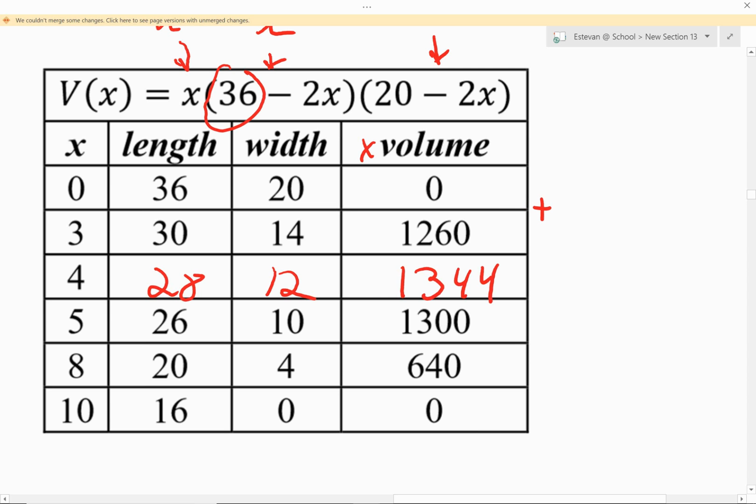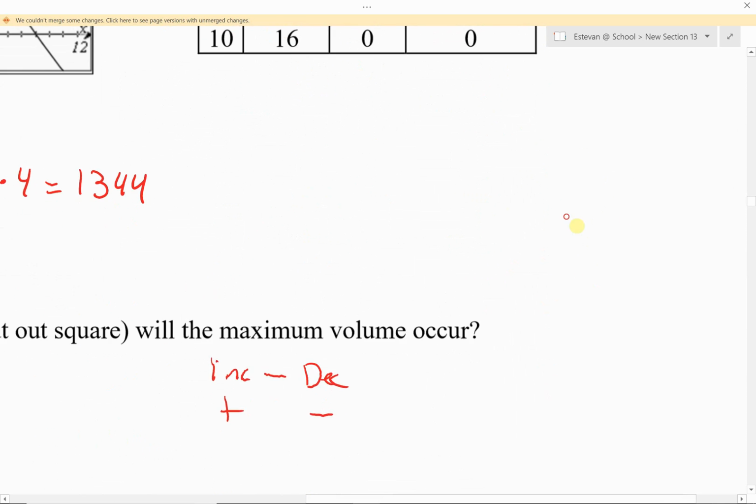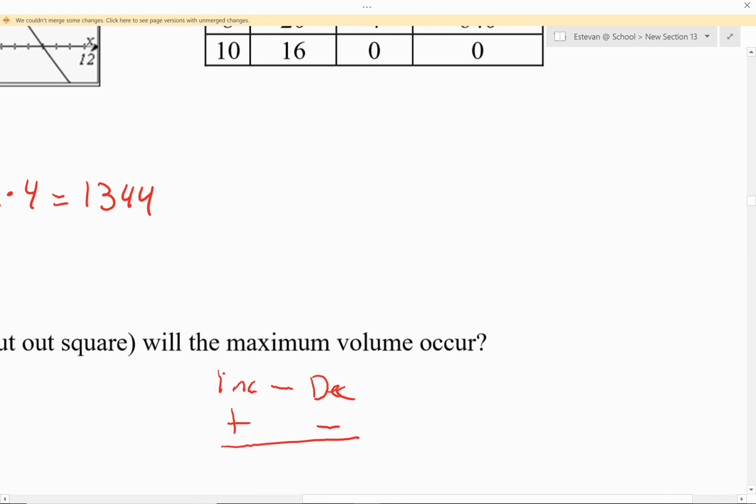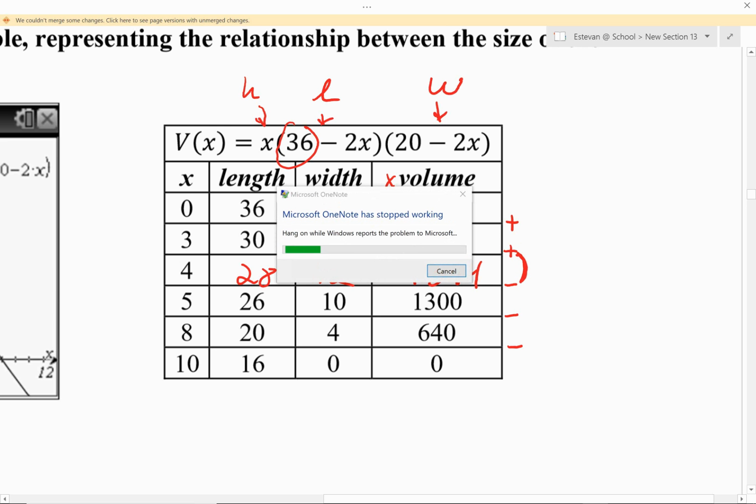Plus. Next, from 1,260 to 1,344, it still increased. Then on over, we decreased, and we decreased. You want to get a plus, then negative. The only time when a plus and negative occur is right here in this gap. What was the number?